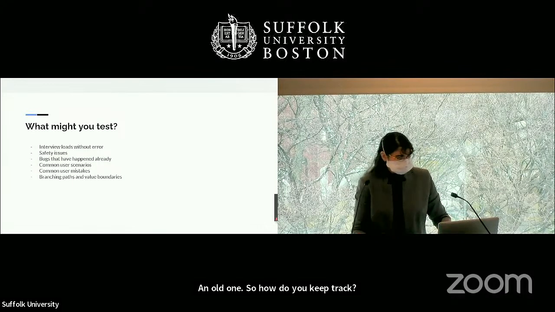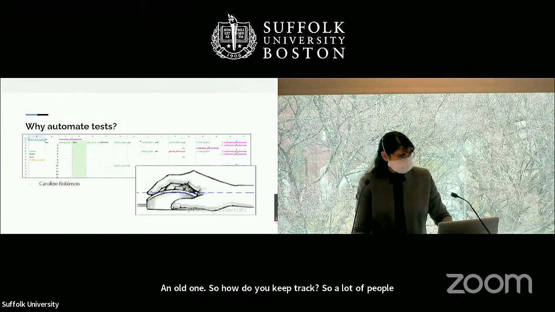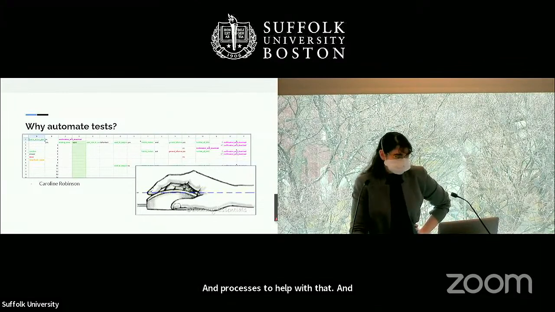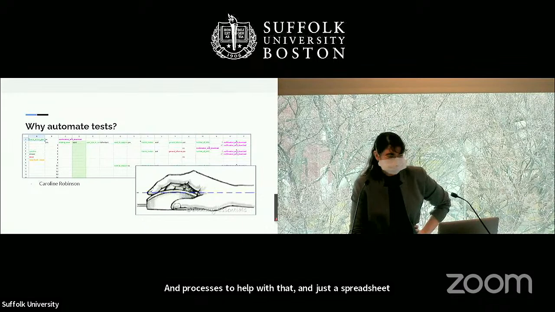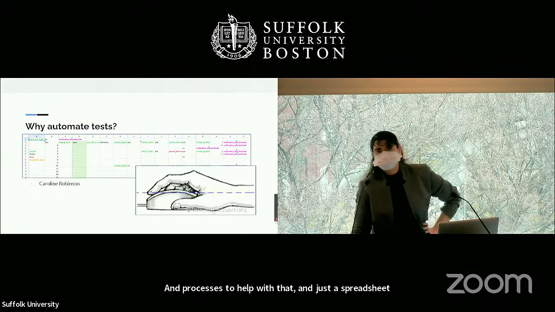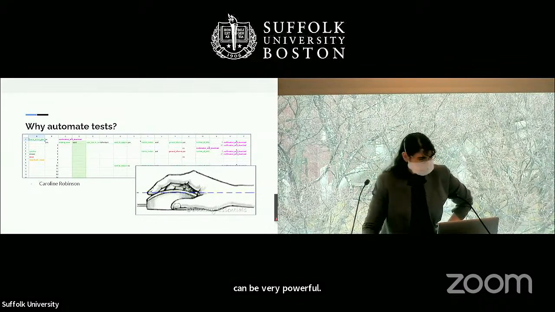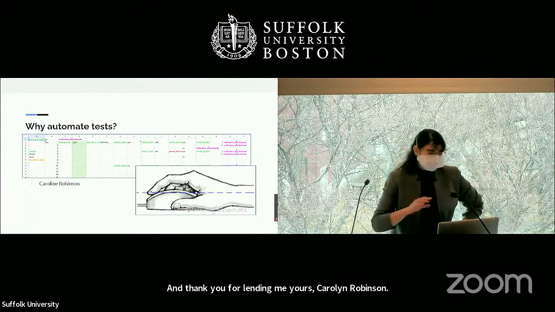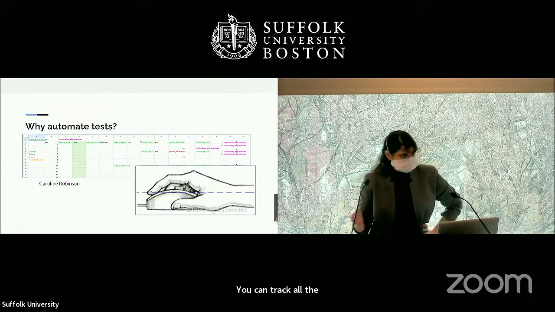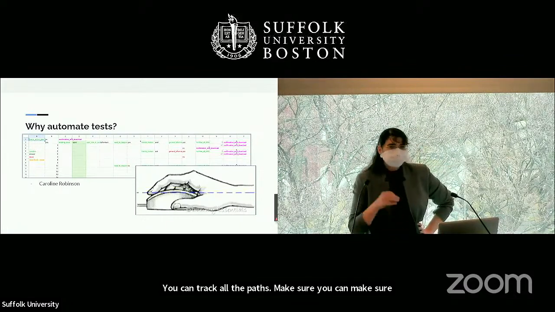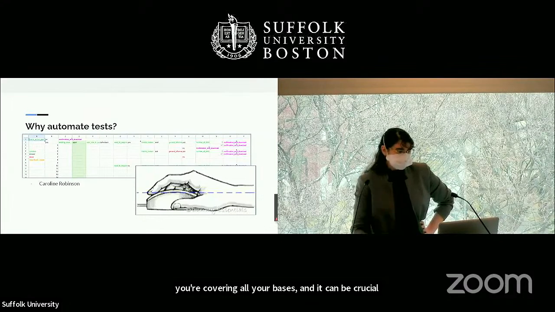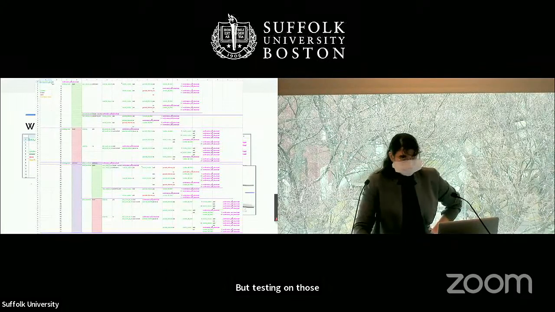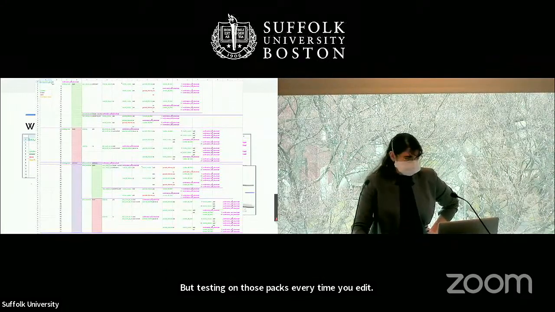So a lot of people have created great tools and processes to help with that. And just a spreadsheet can be very powerful. And thank you for lending me yours, Carolyn Robinson. You can track all the paths, you can make sure you're covering all your bases methodically. And it can be crucial for development, but testing all those paths every time you edit really isn't scalable.